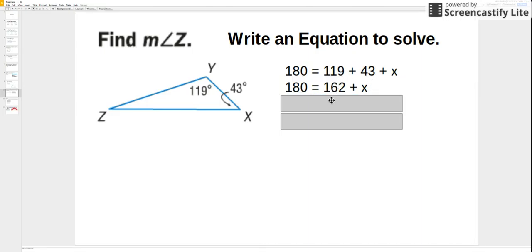Add up the two numbers. So you have 180 is equal to 162 plus x. Subtract 162 on both sides, and you get your x to be 18. Now you could have also just done 180 minus 119 minus 43. That is perfectly okay too to find the leftover angle.